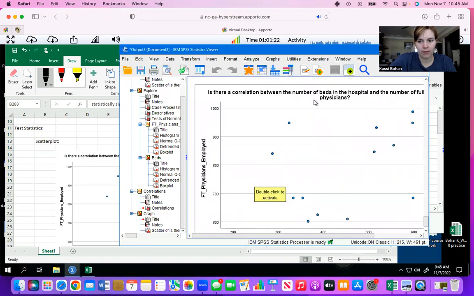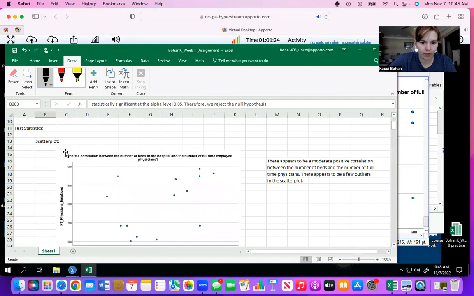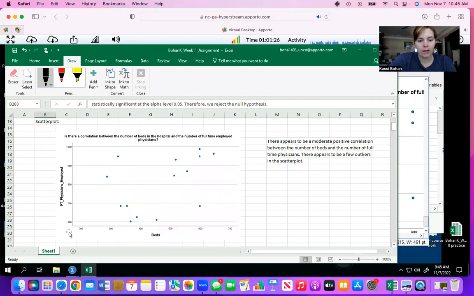And as you can see, I've already transferred it over. There appears to be a somewhat positive correlation. As I said, there appears to be a moderate positive correlation between the number of beds and the number of full-time physicians. There are quite a few outliers on the scatter plot.